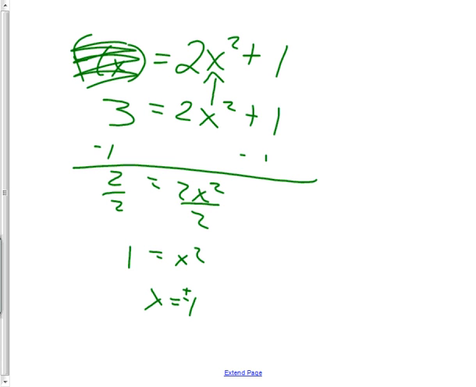Why? Because 1 squared is 1. Isn't negative 1 squared also 1? There's 2 answers. Watch out. Whenever you're taking a square root of a variable, the answer to it is 2 things. So this is actually the absolute value of x is 1, which is why x is plus and minus 1. They'll both work. Think about it. 1 squared or negative 1 squared gives you the same thing.